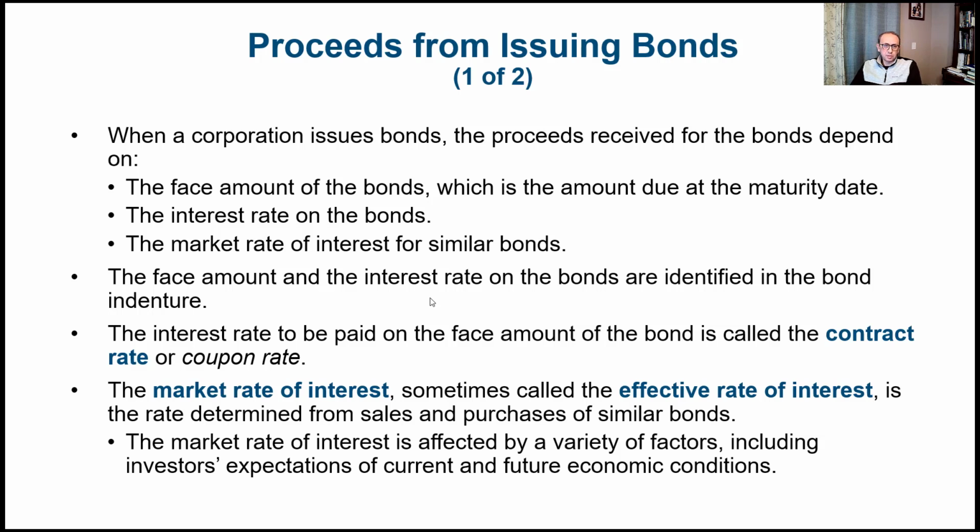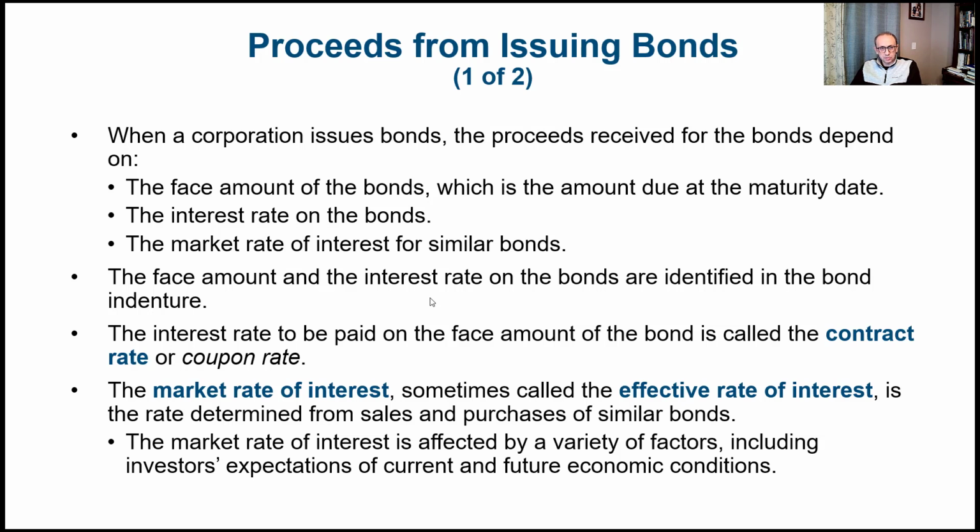The face amount and the interest rate on the bonds are identified in the bond indenture. So in the agreement itself, we know the face amount and the interest rate. The market rate is the market rate. It's something out of the control of the company. The interest rate to be paid on the face amount of the bond is called the contract rate or the coupon rate. So remember, interest rate, contract rate, and coupon rate all have the same meaning.